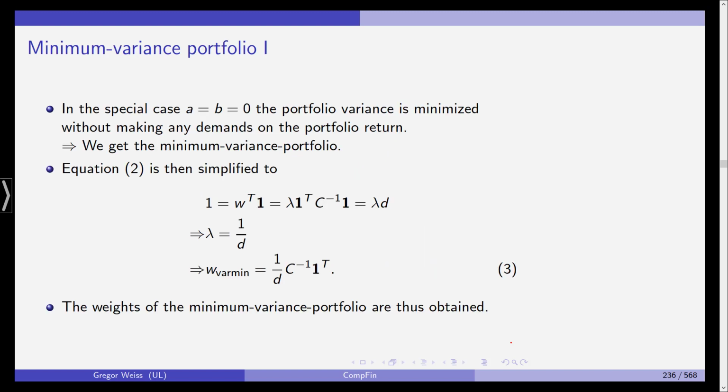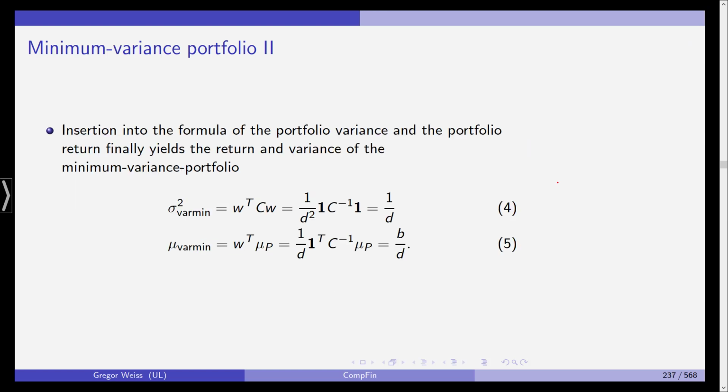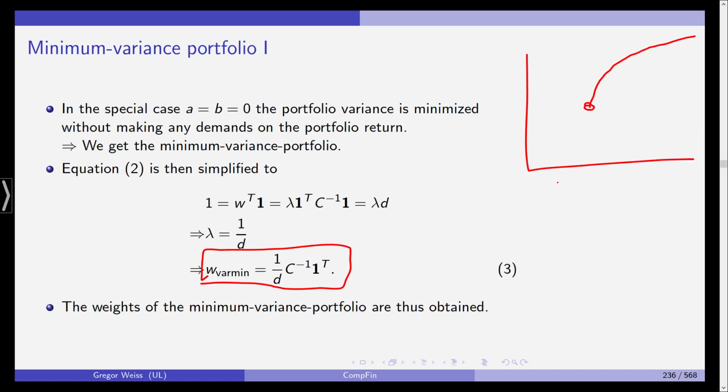Okay, now in the very special case that A and B equal 0, the portfolio variance is minimized and we get the minimum variance portfolio. If we now simplify equation 2, we get the weight vector for the minimum variance portfolio. We've already seen in graphics, this is the minimum variance portfolio. Okay, so we have the weights for the minimum variance portfolio. What to do next? If we now include this into the formula of the portfolio variance and the portfolio return, this finally yields the return and variance of the minimum variance portfolio. So we know where to put the minimum variance portfolio.